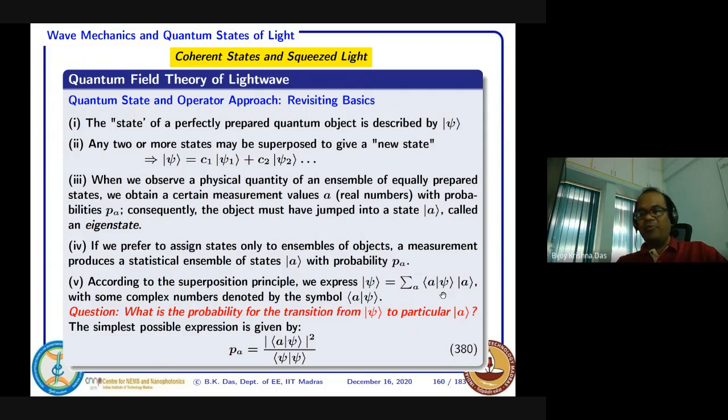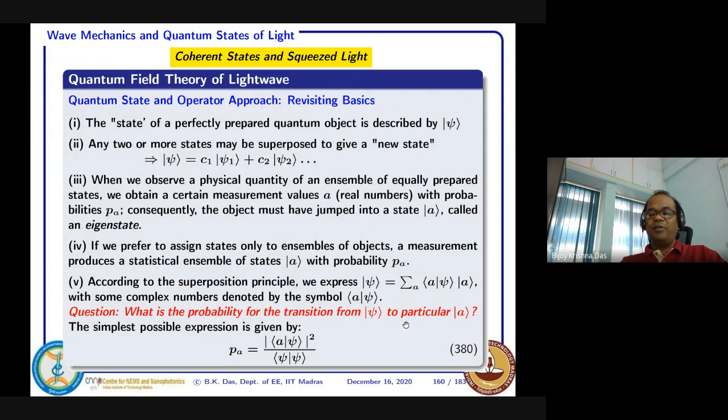This is a sum of all this, you are just considering like this. Quantum mechanically you have considered, right? Now question: what is the probability for the transition from psi to a particular A? Mathematically how to express? I have a psi, and psi is expressed like this. That is an expansion basically. This superposition, whatever is expressed here, is mentioned here.